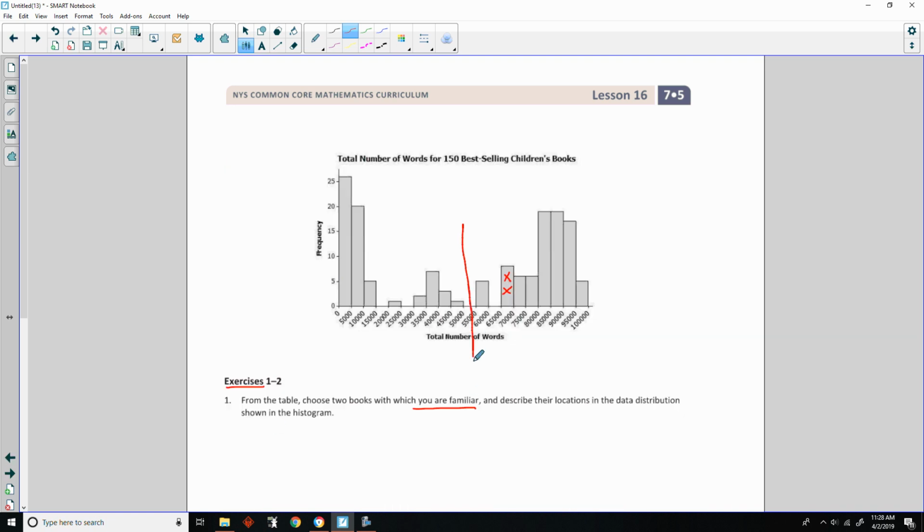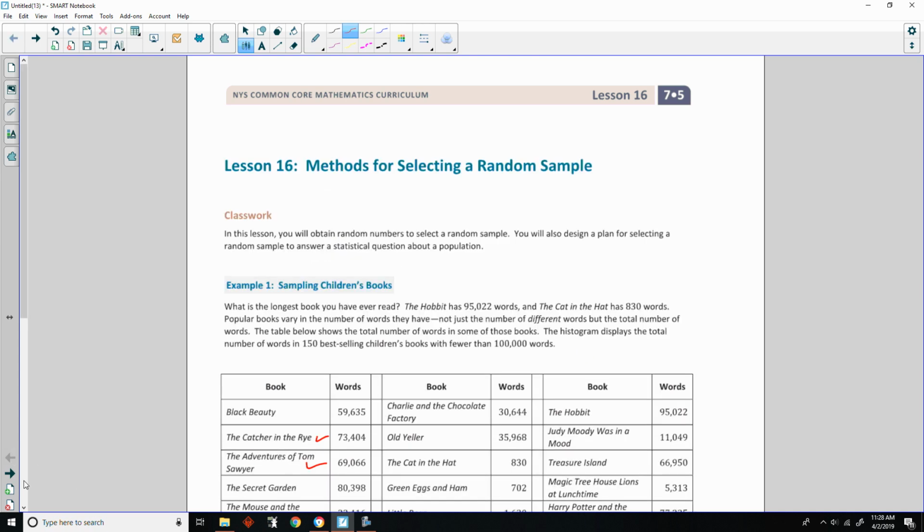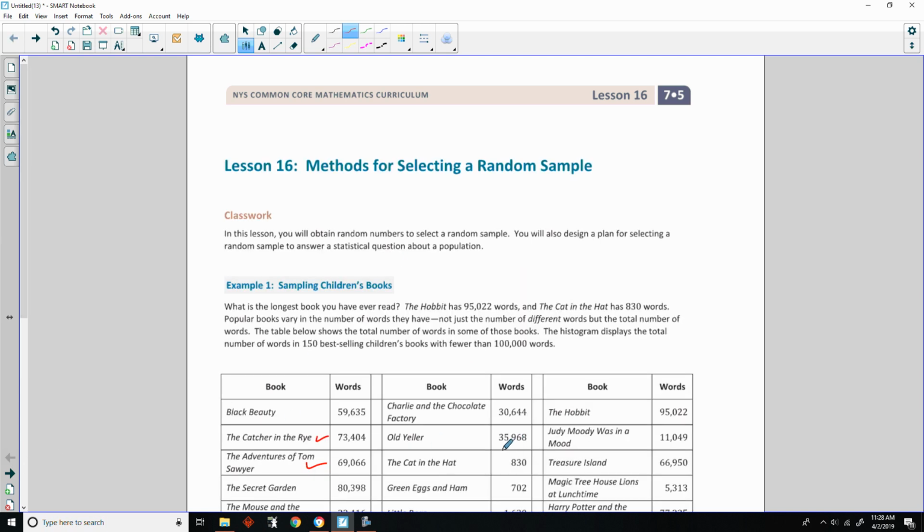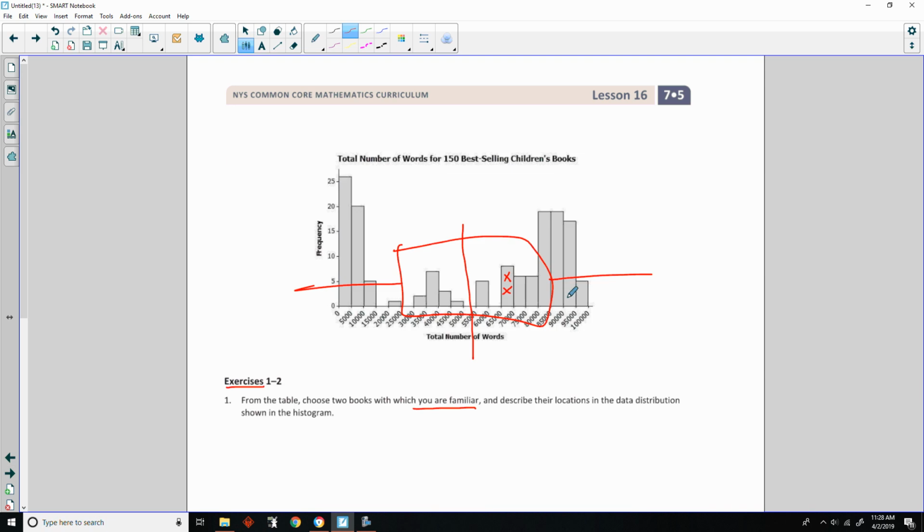If this is our median here, it is above the median number of words, and it would probably be in the upper quartile. Or actually, if this was a box and whisker plot, it'd be in the inner quartile to the right of the median. The other book I read was The Adventures of Tom Sawyer, and it actually had 69,066 words, which would also be above the median, within the inner quartile to the right of the median. So it's in the third quartile, if you will.